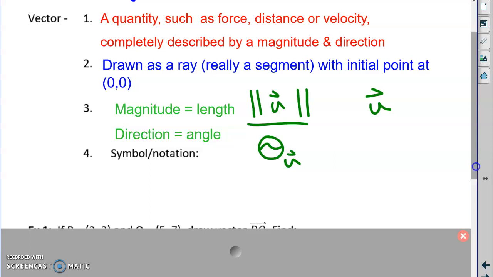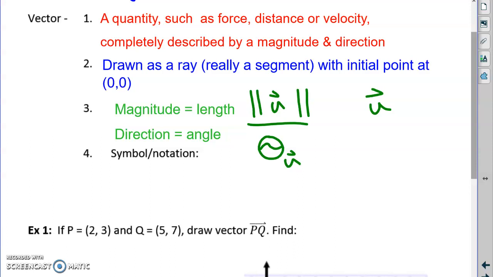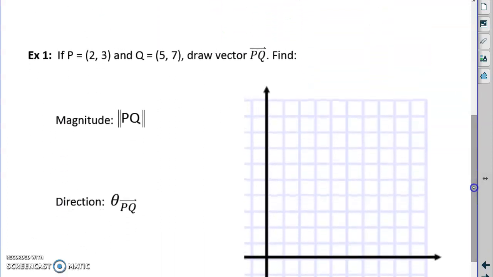All right, so let's first start out by creating some vectors in what we call standard form. Vector PQ says it starts at P, it ends at Q. In this case, the vector is going to start at (2, 3) and it's going to end at (5, 7). That vector right there is vector PQ, pardon me.